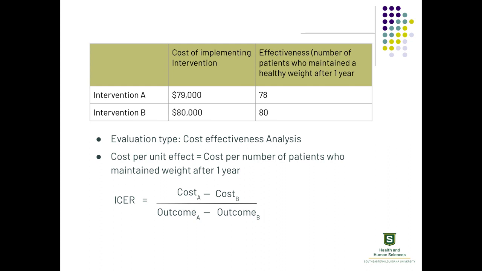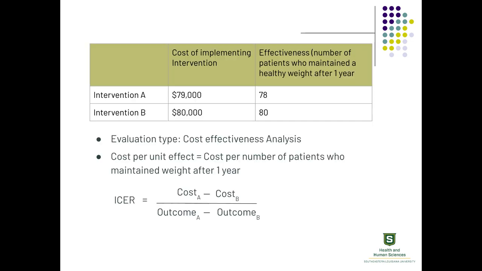So after plugging in all of these numbers, $79,000 and $80,000, that's going to be 79,000 minus 80,000, divided by 78 minus 80. That's what you plug in with your numbers, and at the end of the day, you come up with the ICER being $500. So that's the result that came out of your calculation.